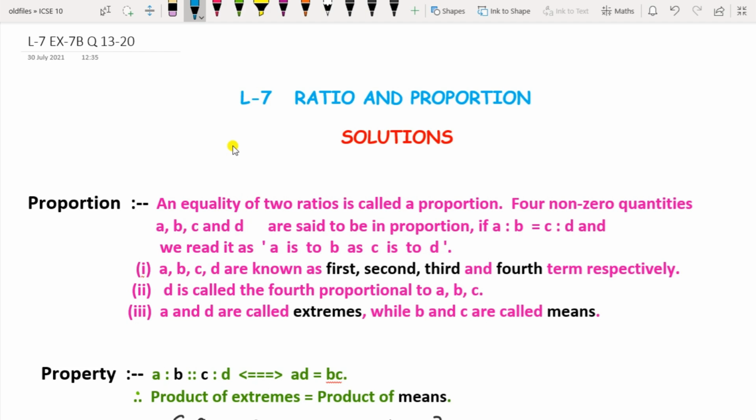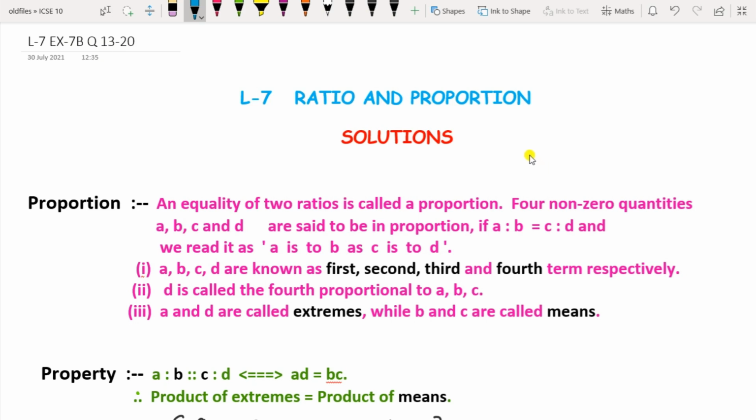In this video we are going to see the solutions of exercise 7b from question 13 to 20 of lesson 7, ratio and proportion. In the link above I have shared the previous video of exercise 7b where we have solved the problems from question 1 to 12, which were based on proportionality, mean proportion and third proportion.